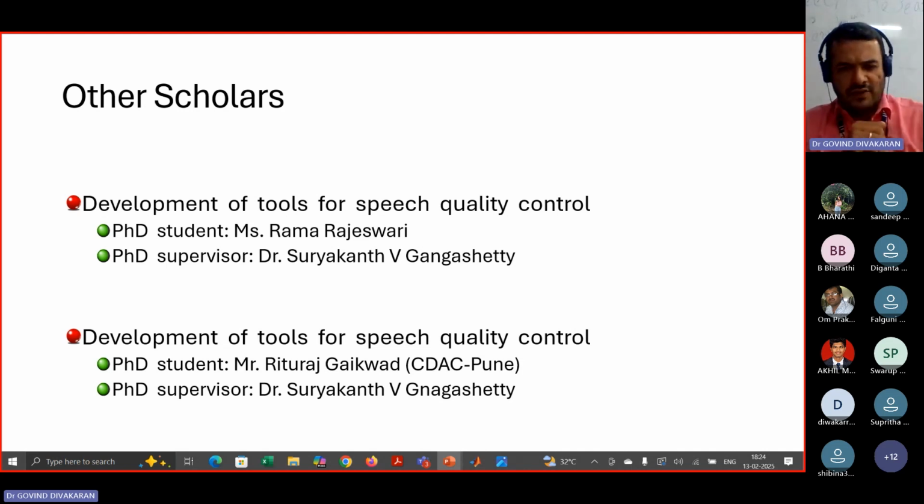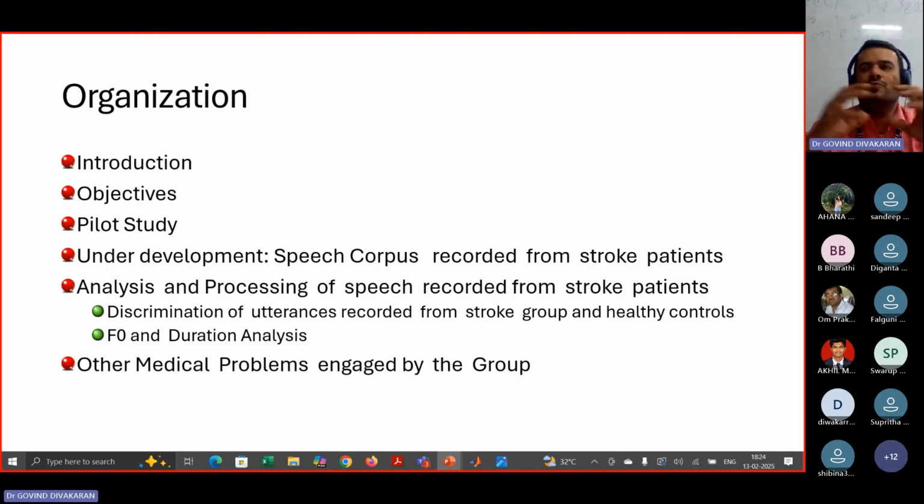And also we have recently joined a part-time PhD student, Mr. Rituraj Gaikwad, who is working in CDAC Pune. So he also will be developing ASR tools for the automatic assessment of speech quality controls. Especially, he'll be working on the correctness of the labels given by these vendors. Okay, so this is all about the speech group.